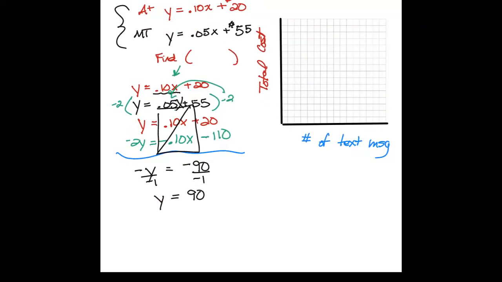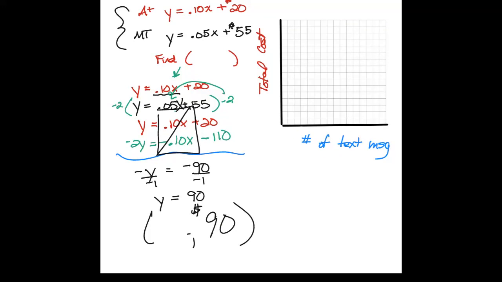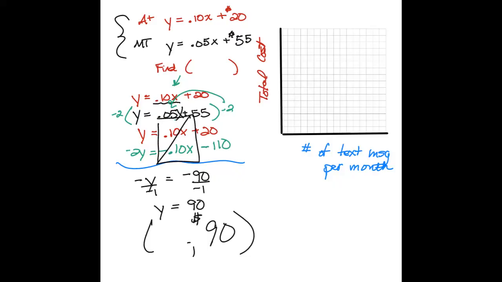And y is the total cost. So we're talking about $90. And this is per month because we're talking about text messages per month. So I know I need to go up to 90. How do I find that X amount?